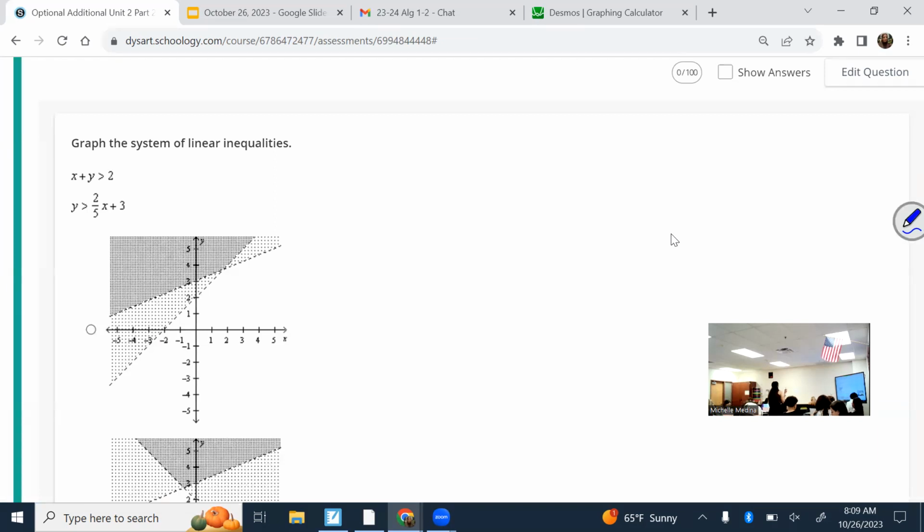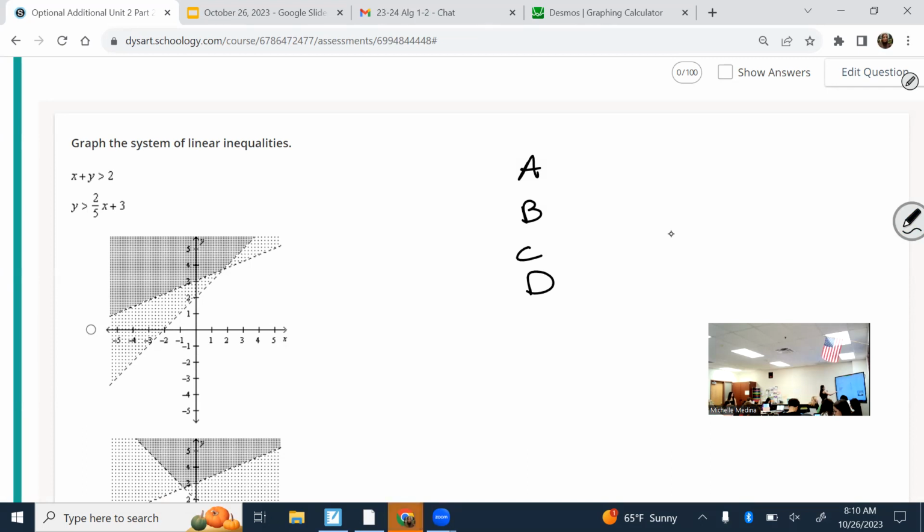So one of them is already in slope-intercept form, so maybe let's start with that one. What's my y-intercept of this one? That's my slope. 2/5 would be my slope. So 3 is my y-intercept. So on these graphs, I need to have a dotted line, because look at the symbol. When it doesn't have that little line underneath, it needs to be a dotted line. And I need a y-intercept of 3. Also, what type of shading would it be if it's y greater than? Above. So let's see if we can eliminate any based off of that.